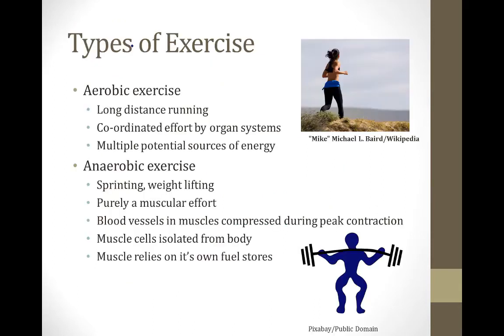You probably know that there are two types of exercise, aerobic and anaerobic, but let's talk about what those two types of exercise mean on a biochemical level. Aerobic exercise includes activities like long distance running. This is a coordinated effort by multiple different organ systems. Your liver and your fat cells and your muscles all work together to supply energy from many different sources to keep you going on a long run. Anaerobic exercise, on the other hand, includes activities like sprinting and weightlifting. This is purely a muscular effort.